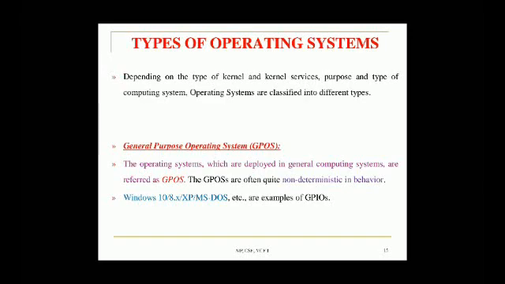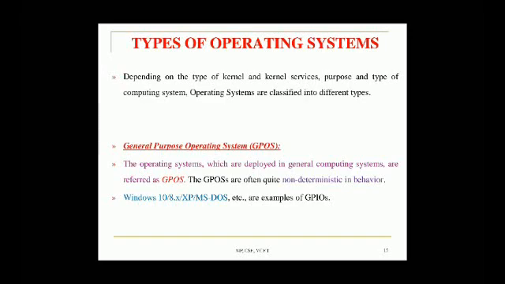So depending on these three aspects, we classify the operating system into two: one is the general purpose operating system and the other one is the real time operating system. The general purpose operating system is basically deployed in general computing systems and is referred to as GPOS.